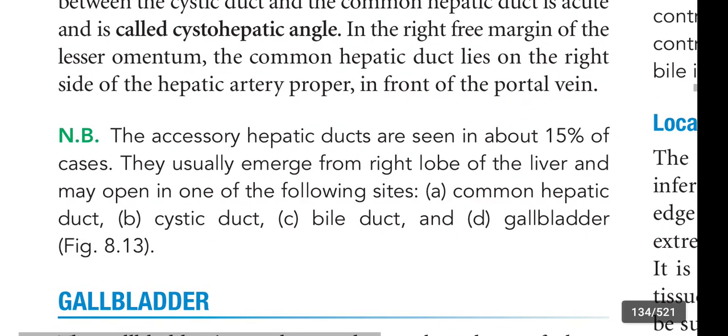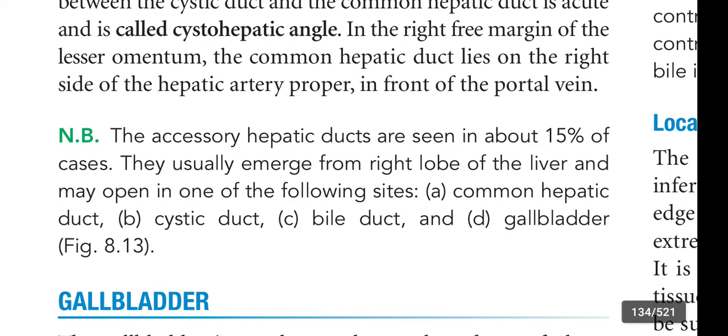Coming to the note, accessory hepatic ducts are seen in about 15% of cases. They usually emerge from the right lobe of the liver and may open at one of the following sites: common hepatic duct, cystic duct, bile duct and gallbladder.